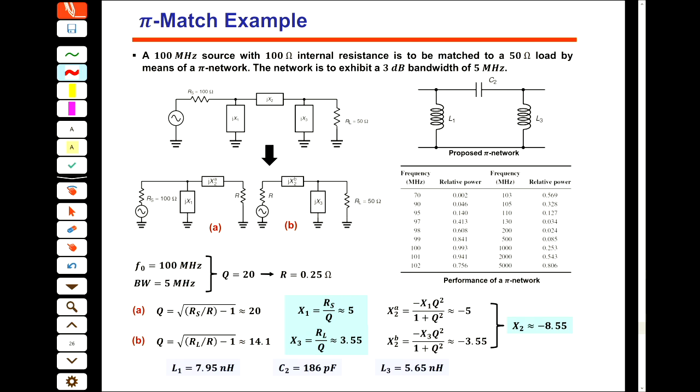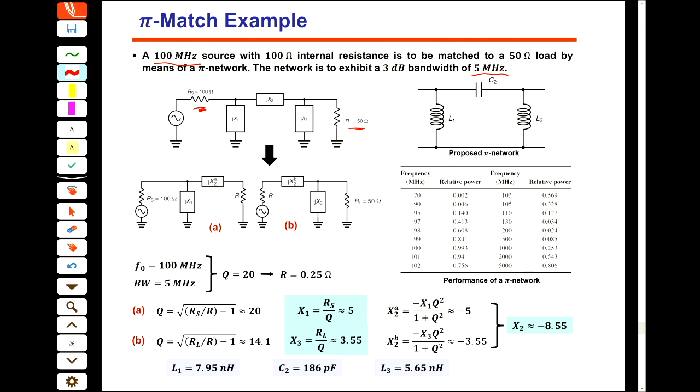So as an example, assume that we have a source with the impedance of 100 ohm and a load with the impedance of 50 ohm, and we want to match these two with a pi network. Our operating frequency is 100 megahertz, and the 3 dB bandwidth that we need is 5 megahertz. Okay?